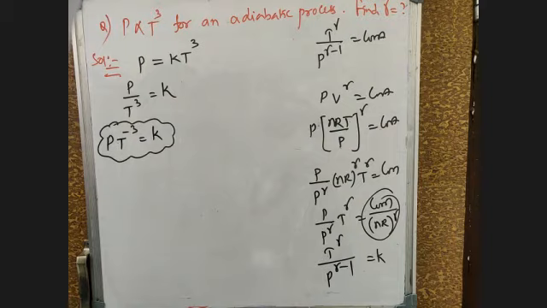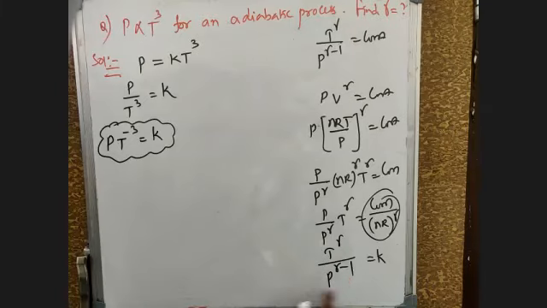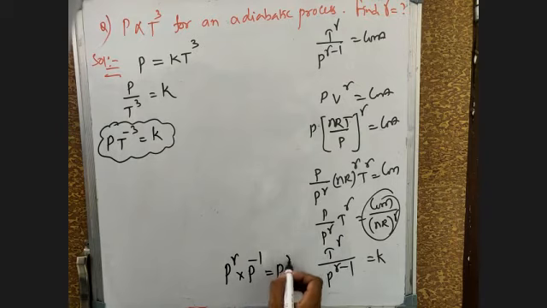When you wrote the relation between P and T, you wrote 1 minus gamma. This should be P to the power of gamma minus 1. Sorry. Because if I'm writing this one P to the power of gamma minus 1, this will become P to the power of gamma into P to the power of minus 1. P to the power of minus 1 means what? I can write as 1 by P.